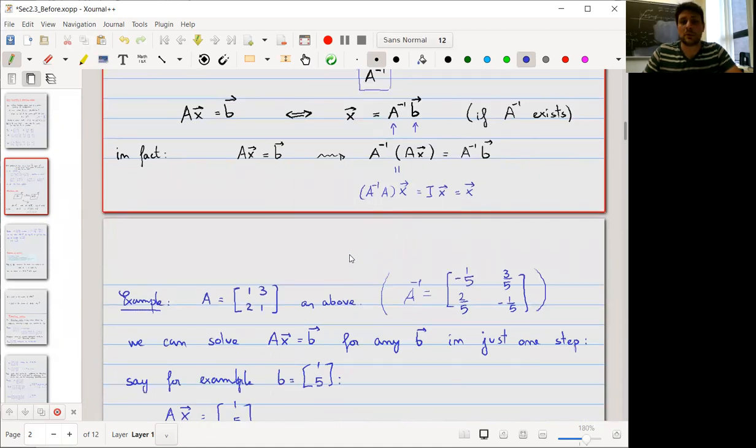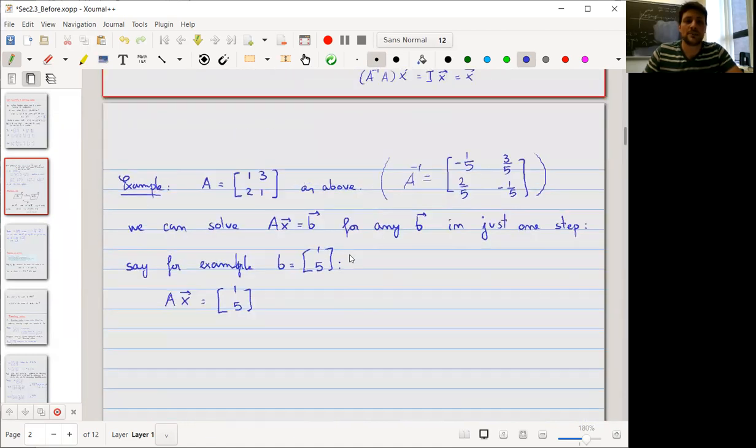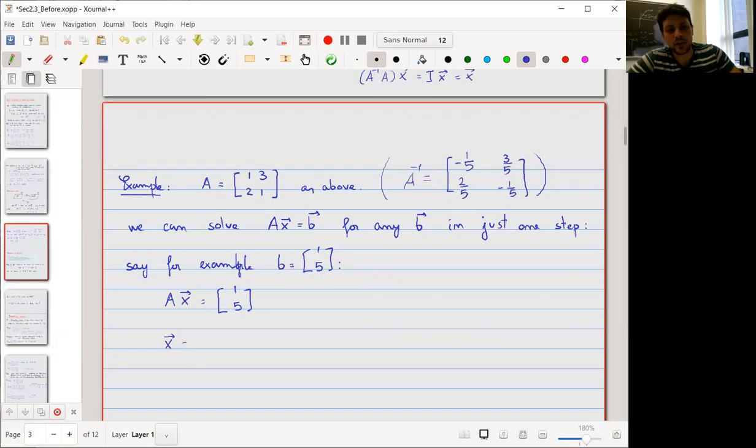Let's do that in the example that we've been working with in the set of notes. Here we have a matrix A, and we computed the inverse before. So we can solve AX equals B for any choice of B just by doing one simple matrix multiplication. I'll pick one random value for B, which is (1, 5). But then if I want to solve this linear system, AX equals (1, 5), that's the same as computing A inverse times (1, 5). And that's something that we can do really fast, because it just amounts to multiplying this matrix.